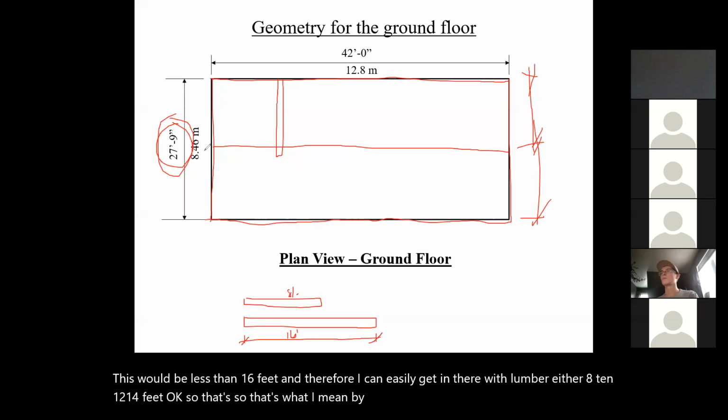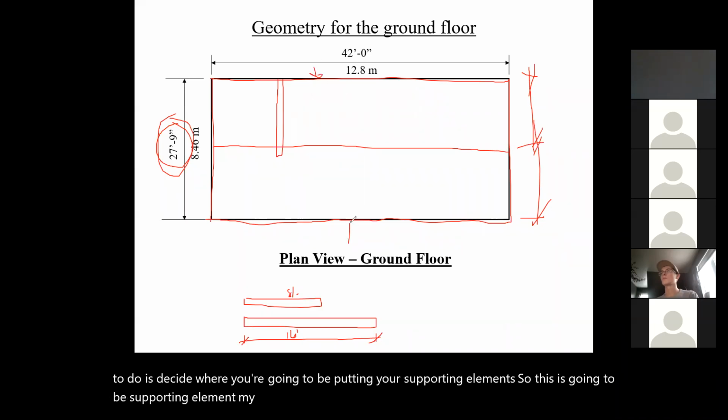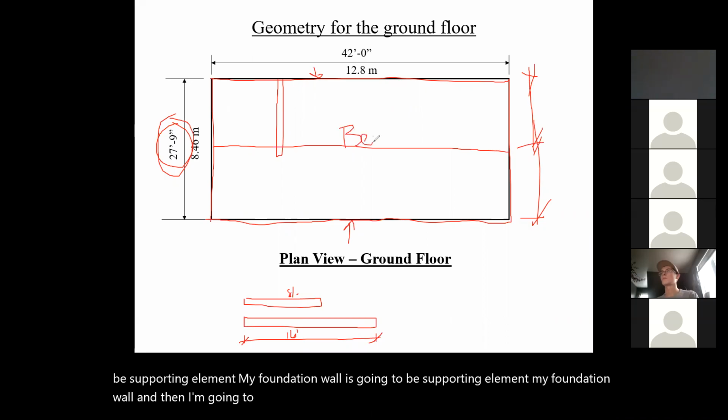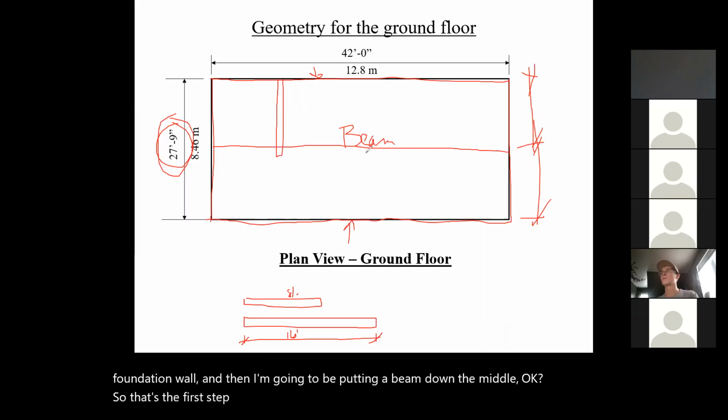So the first thing you have to do is decide where you're going to be putting your supporting elements. So this is going to be a supporting element, my foundation wall. This is going to be a supporting element, my foundation wall. And then I'm going to be putting a beam down the middle. So that's the first step. Now, we all agree that we need a beam down the middle.